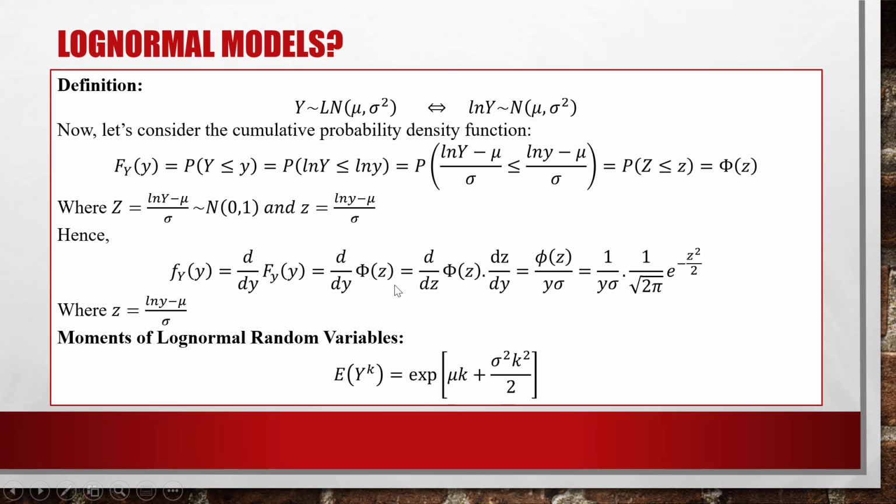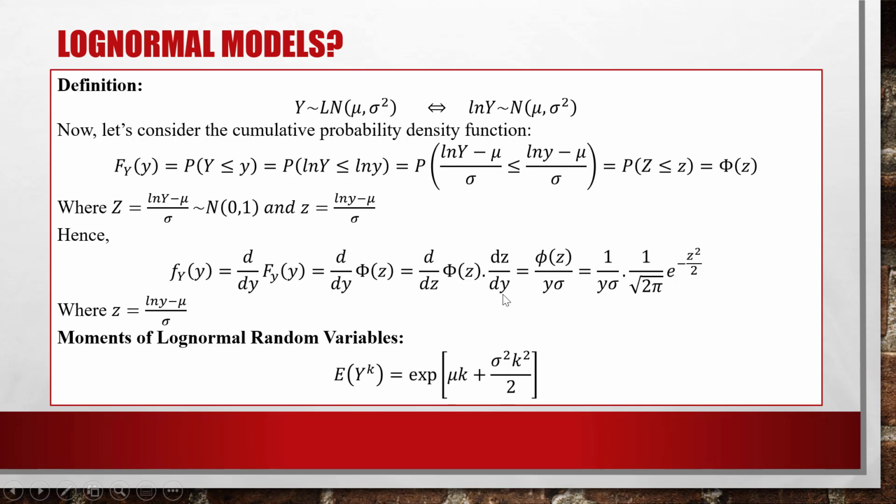Remember, phi of z is a function of z, so in order to work on this differentiation, we need to use chain rule. So we apply chain rule here. We got d over dz of phi of z times dz over dy. And d over dz of capital phi of z is just little phi of z. These are different, okay? This is capital phi, representing the cumulative probability function of the standard normal distribution. And the little phi here is the density function of the standard normal distribution.